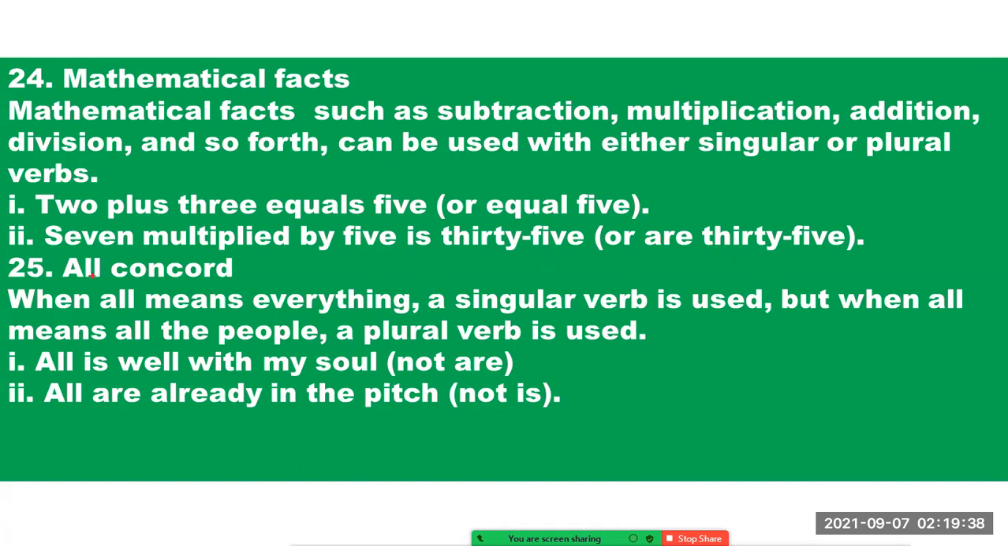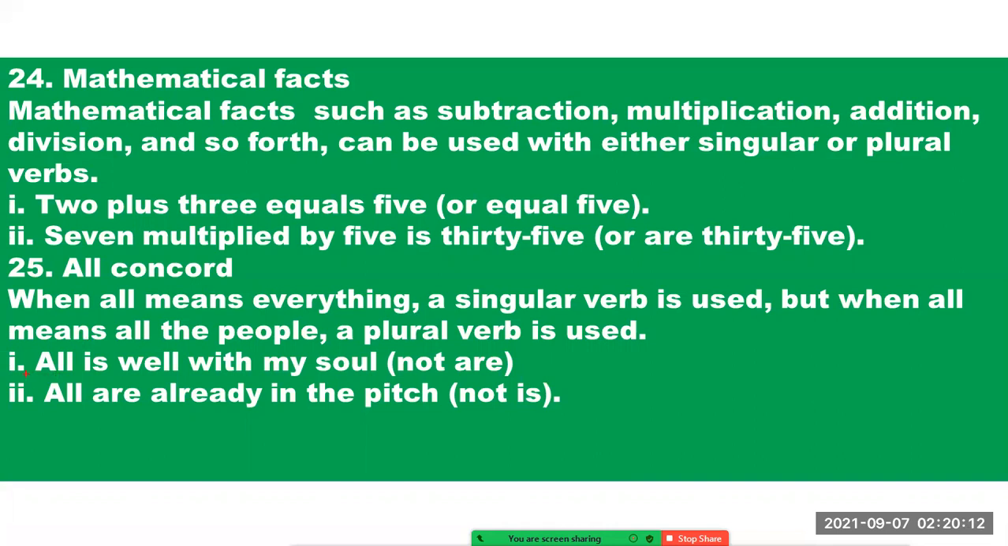All right? Then the last rule of concord we want to examine here has to do with all. We call it all concords. That is using the word all. When all means everything, a singular verb is used, but when all means all the people, a plural verb is used. So let's look at this. So again, you have an option. But here, you have to look at the meaning critically, all right?